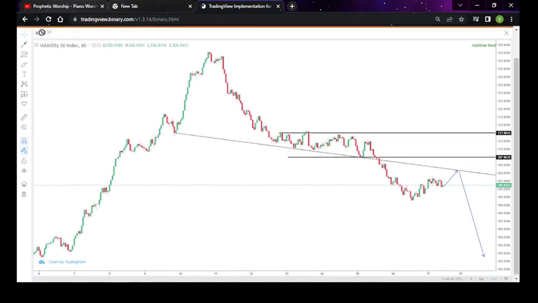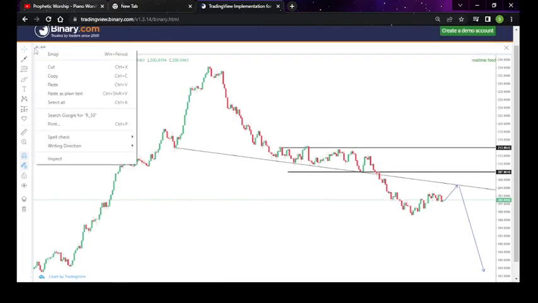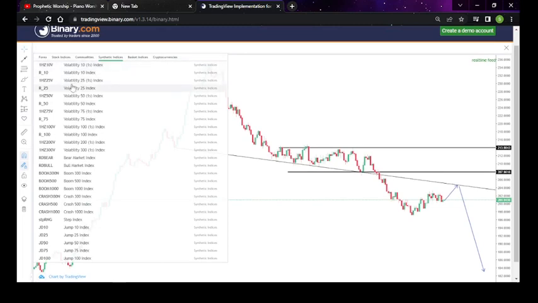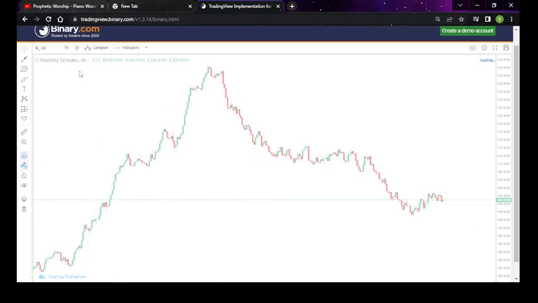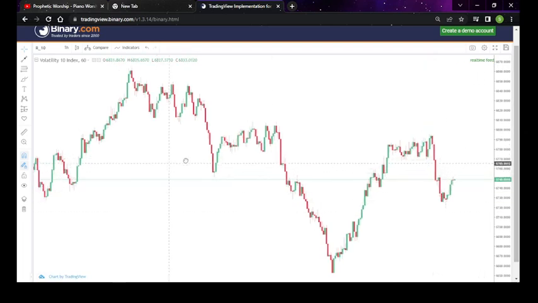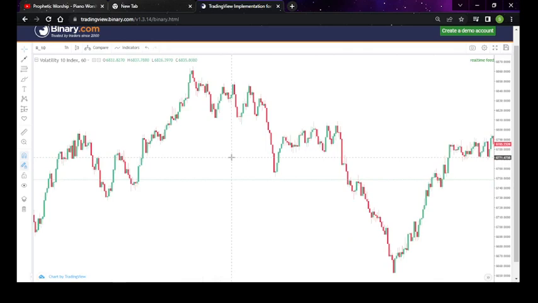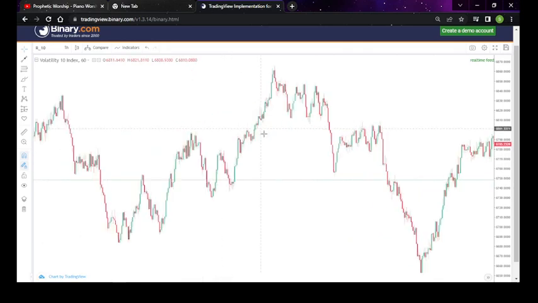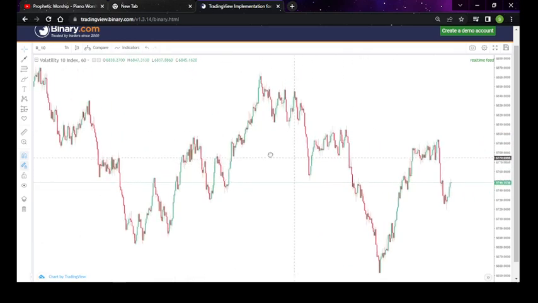Let's find another index to deal with. Let's go to volatility 10. I killed volatility 10 last night. I made something like $500, and it was a good sell entry yesterday. It rallied all the way. I killed this rally, as you can see. And how did I kill that rally? Some people might ask, this is what I did.